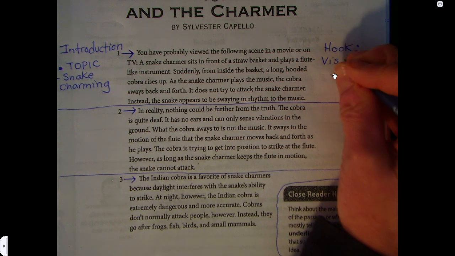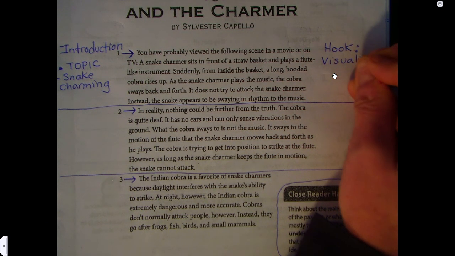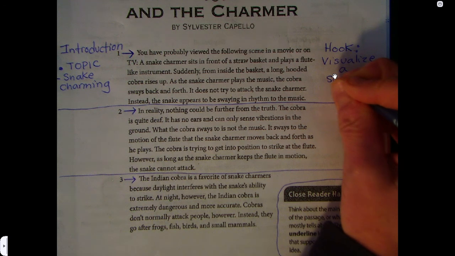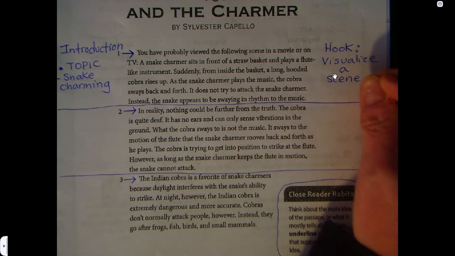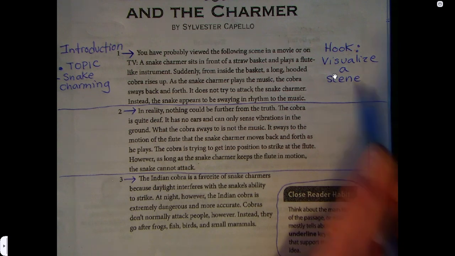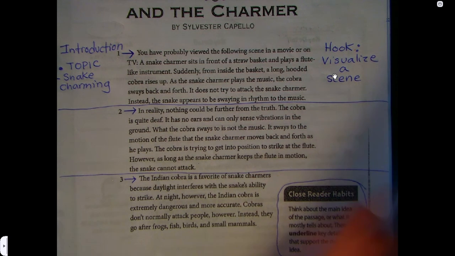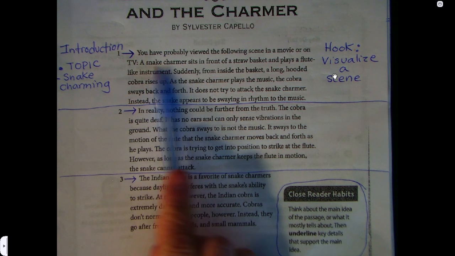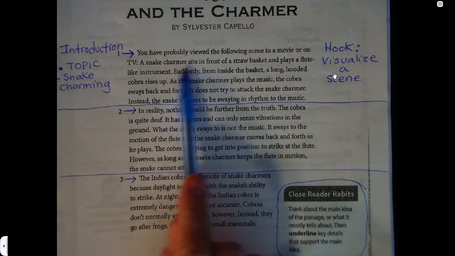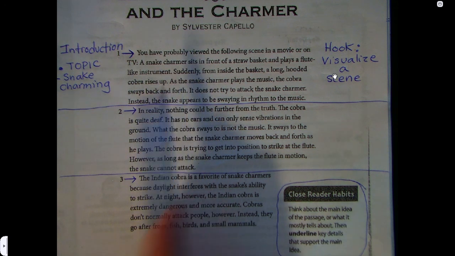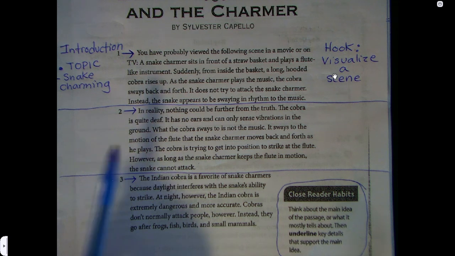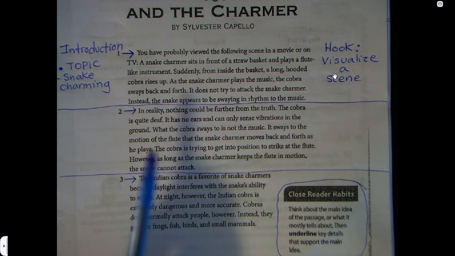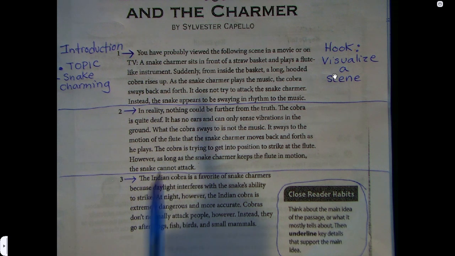This hook is asking us to visualize a scene. Did you visualize that scene of the snake charmer? Let's go back and look. What should we have been visualizing? A snake charmer sitting in front of a basket playing a flute-like instrument. Then the basket opens. A cobra comes up. The cobra sways back and forth. He's not trying to attack, because cobras, I'm like, whoa, those are scary, right? Nope, he's going back and forth to the music. That's the scene the author wants us to visualize.